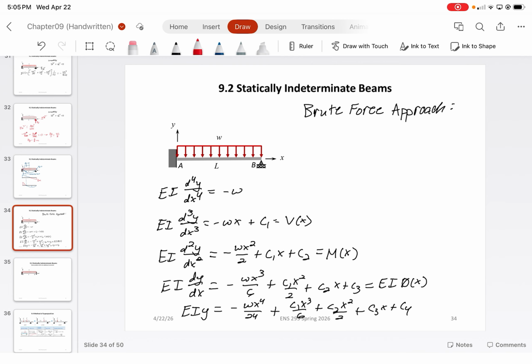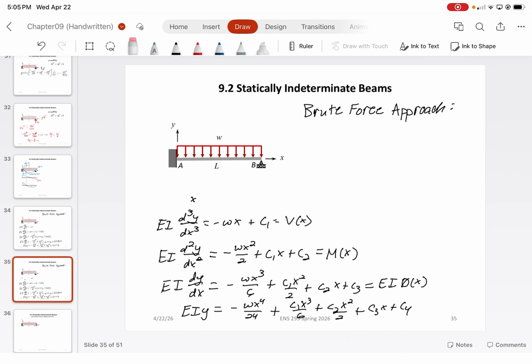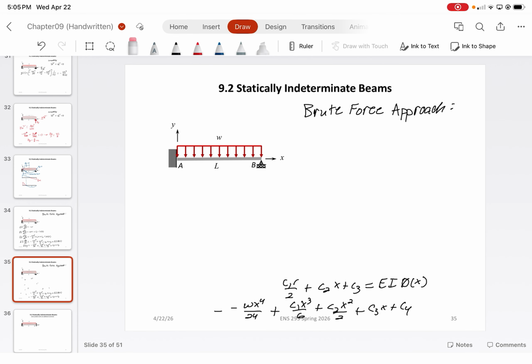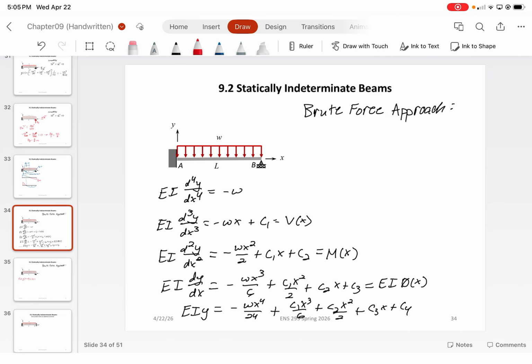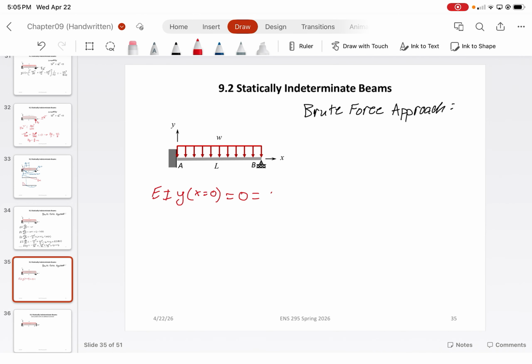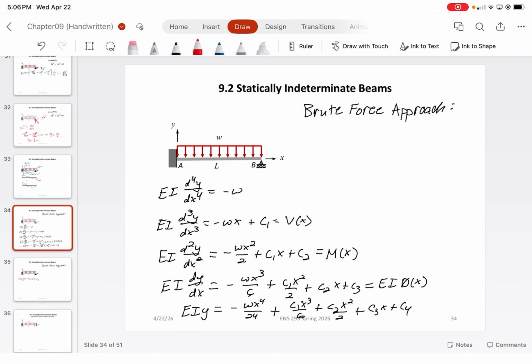So I'll just do this right. I'll copy it to the next page. So we know that the deflection at A and B cannot be any value except 0. So we know that EI y at x equals 0 has to equal 0. That's the deflection at point A. All right? And when we plug that in, we obviously get that C4 is just equal to 0. The only value is C4. So that helps. Cross out C4.